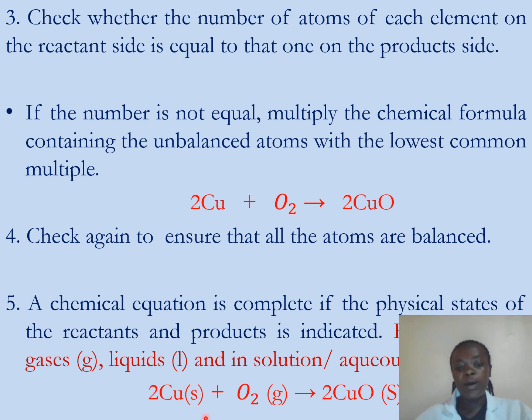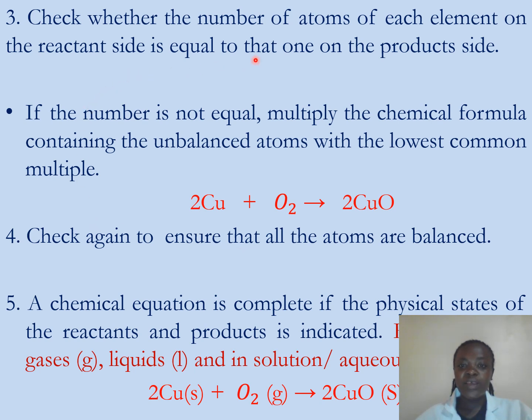So in our equation here, we are reacting copper metal with oxygen gas. So copper metal is a solid, so it is represented by the state symbol S. Oxygen is a gas, so that's why we are having G there. Then copper oxide is a solid, so we have S there. So those are the 5 steps on how we balance a chemical equation.